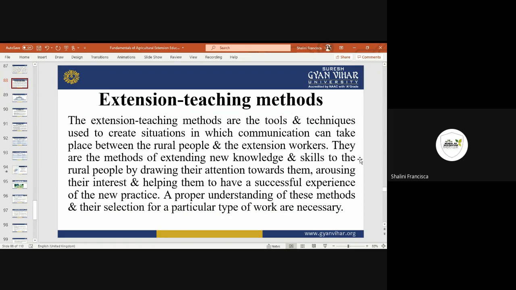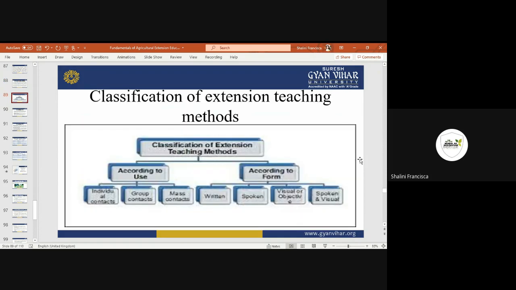This should be there. A proper understanding of these methods and their selection for a particular type of work are necessary. So whatever methods and whatever materials we use for explaining the new practices should be necessary for that purpose. It's not that you put unnecessary things in, and it becomes a problem for them itself.